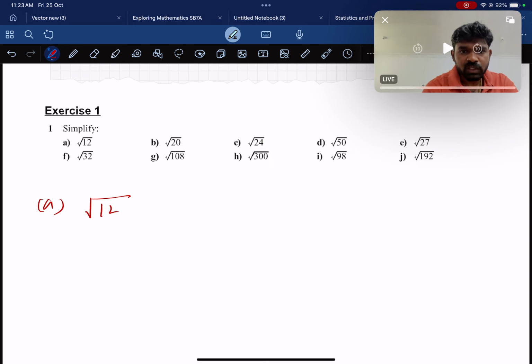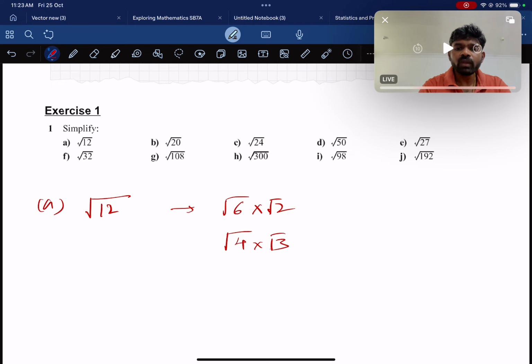So root of 12 is given, and I have to simplify this surd. Now, to simplify root of 12, we know that we have many options. Like we can say root of 6 times root of 2, and we have root of 4 times root of 3, right? Root of 1 times root of 12 is also there, but we will consider the option where one is an exact root value and the other is the surd value. So this will be eliminated, right?